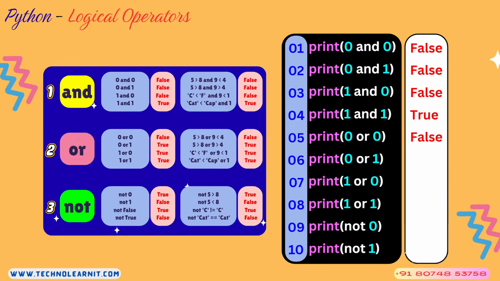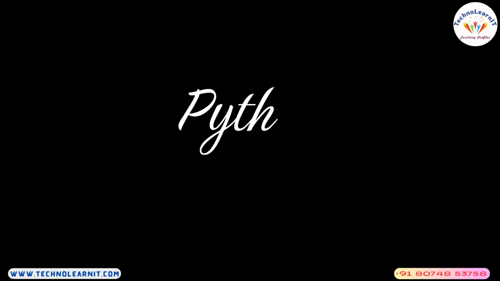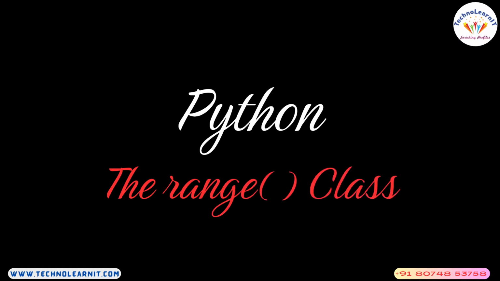0 or 0 is false. 0 or 1 is true. 1 or 0 is true. 1 or 1 is true. Not 0 is true. Not 1 is false. You may have to learn this truth table by heart so that you can guess how a condition involved with logical operators is evaluated. All right, that is all about logical operators in Python. And let's move on to something called range.